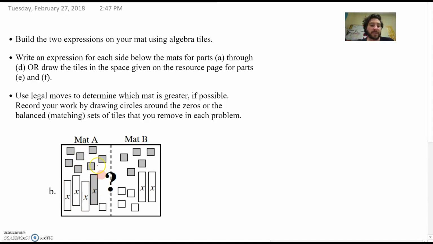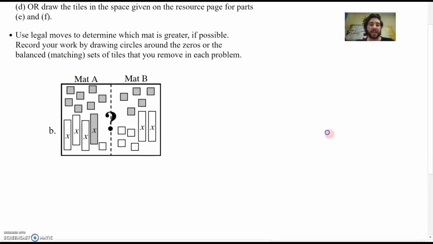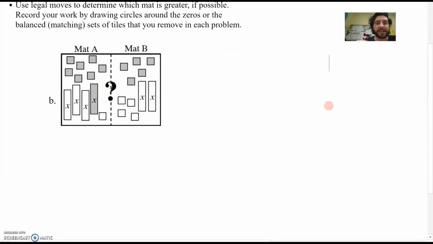For mat A, what expression is this? For mat B, what expression is this? And then use legal moves to determine which mat is greater, if possible. So if I just wanted to write an expression right here for this, I could say there's 1, 2, 3, 4, 5, 6, 7 positive 1 tiles. And I see 3 negative x's, plus I see a positive x, plus I see a negative 1.